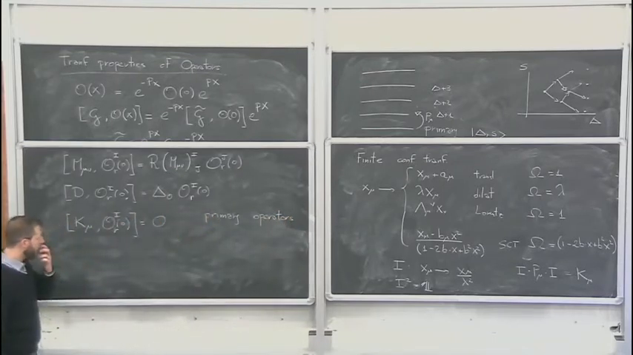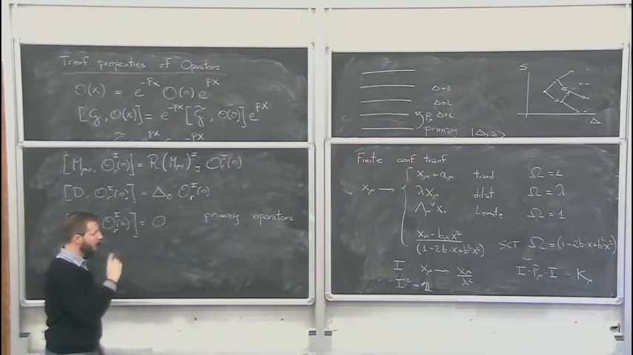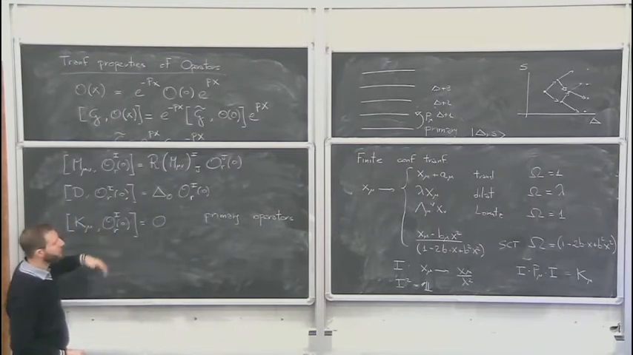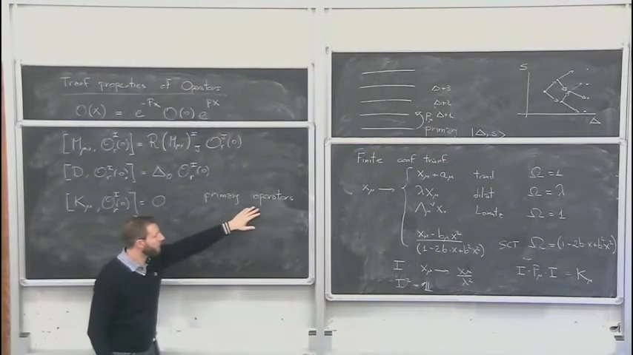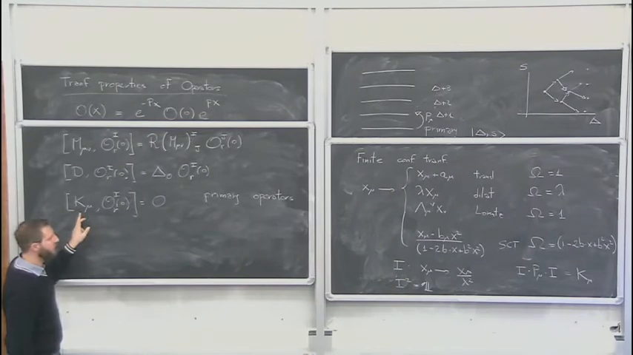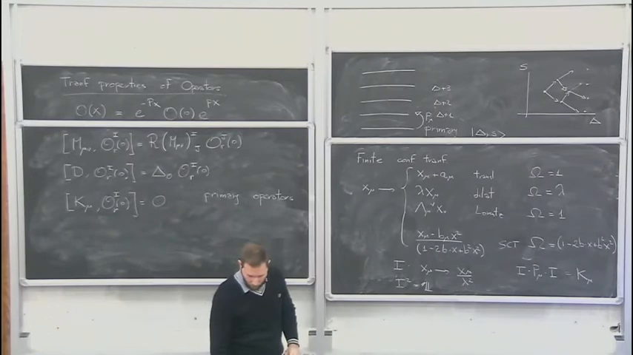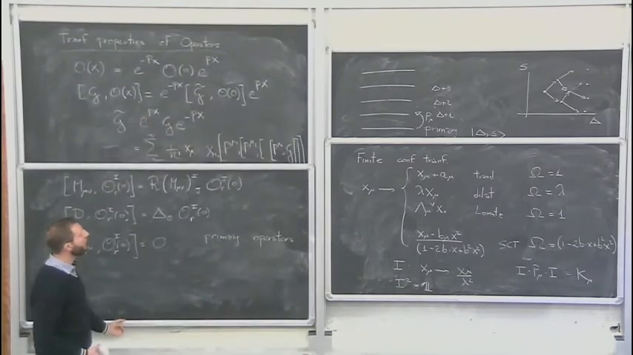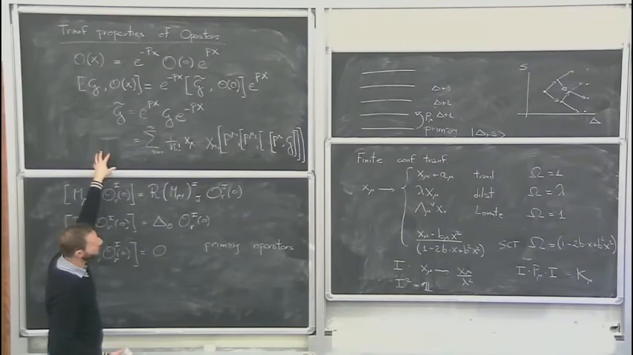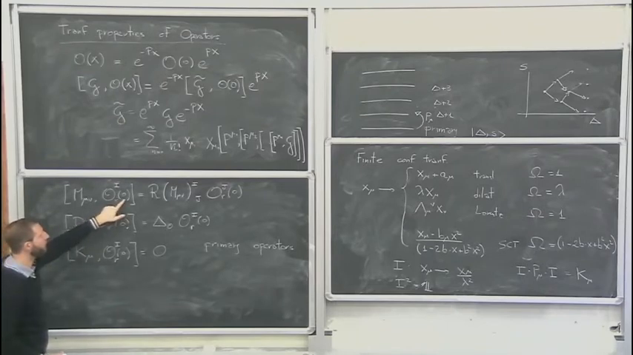Okay, and by acting with P, instead I will generate all the descendants. So this will be my definition of primary operators: operators that when I take the commutation relation with K and O0, it gives me 0. And so now, using this relation, in principle, I could obtain the commutation relation for the operator inserted at any x.